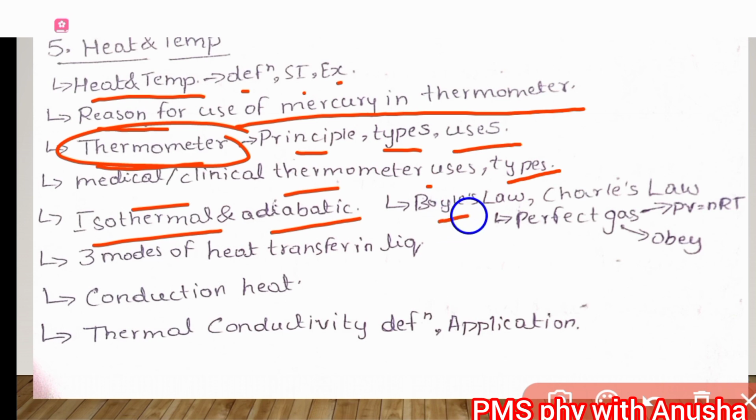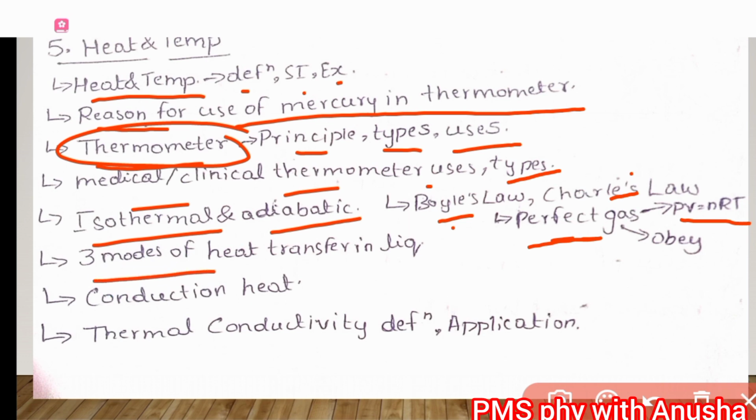Next, Boyle's law statement and their equation. Charles law statement and their equation. And perfect gas definition, that means a perfect gas is one which obeys both Boyle's law as well as Charles law, and their formula PV is equal to nRT. Perfect gas formula PV is equal to nRT, where n is a small letter n.